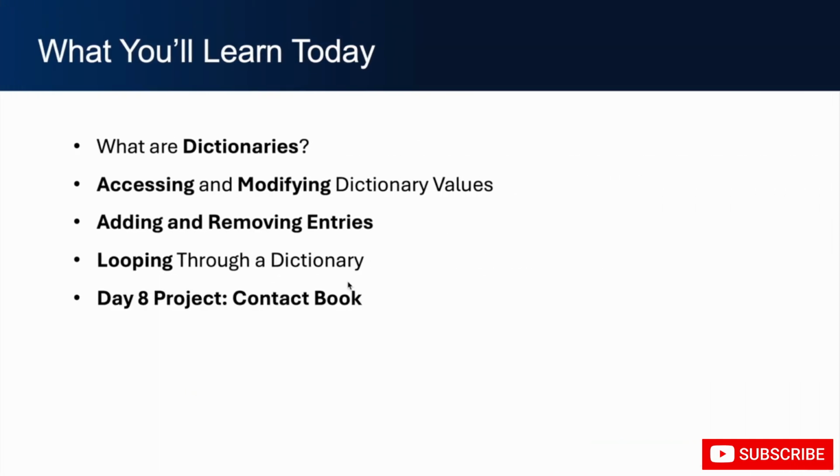So that brings us to our day 8 project, which is a contact book. In this project, the goal is to build an interactive contact book that allows users to add a new contact, view all the contacts, search for a contact by name, edit a contact's details, delete a contact, and exit the program. So as you can imagine, this is a good space to learn dictionaries.